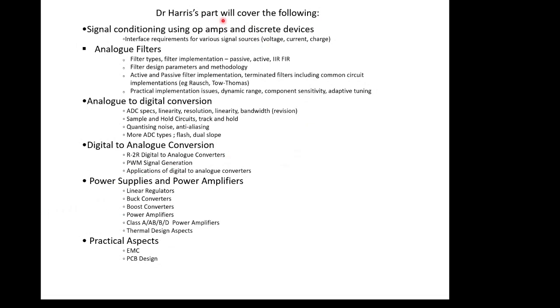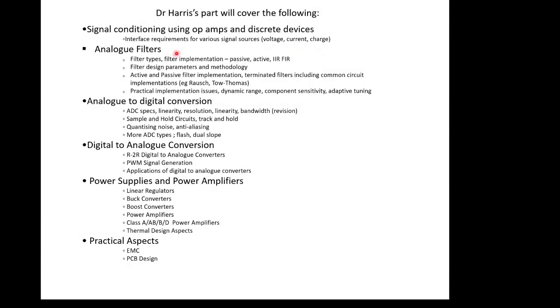Okay, so my part will cover the following kind of devices. We're going to talk about signal conditioning, mainly using op-amps, some discrete devices, and we're going to look at different signal sources and how we might want to condition those so that we can present it to ongoing systems. So voltage, current, charge are the sort of things we're looking at.